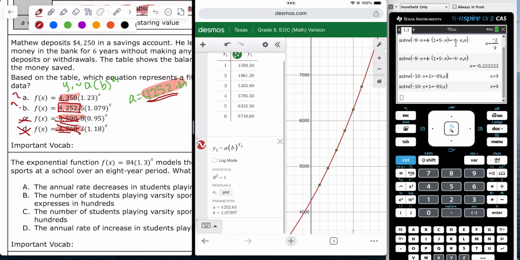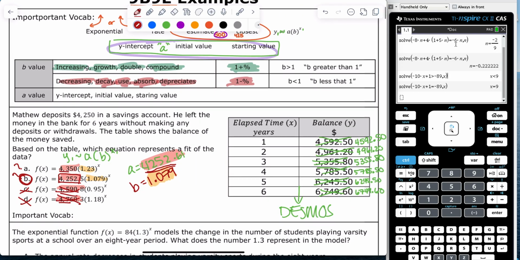Now, if I look at my B number, it says B equals 1.079, that's ugly. Right here, I see my B. So now I need to look and see. I have B 1.079, 1.23, 1.079. So B would be my best answer. Okay? We are just matching the numbers. That's it.